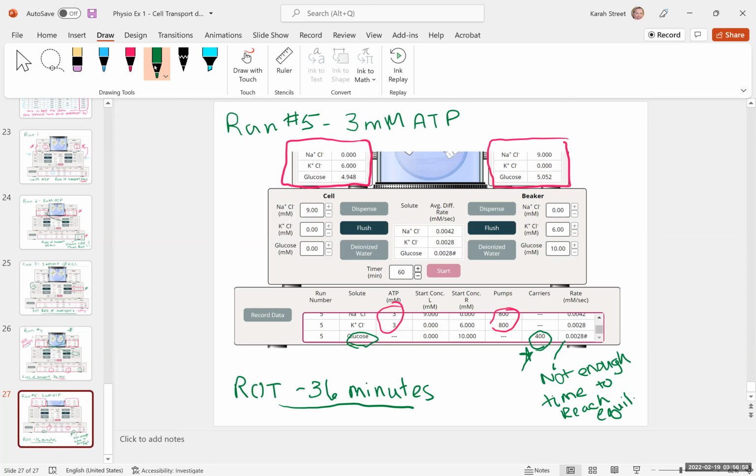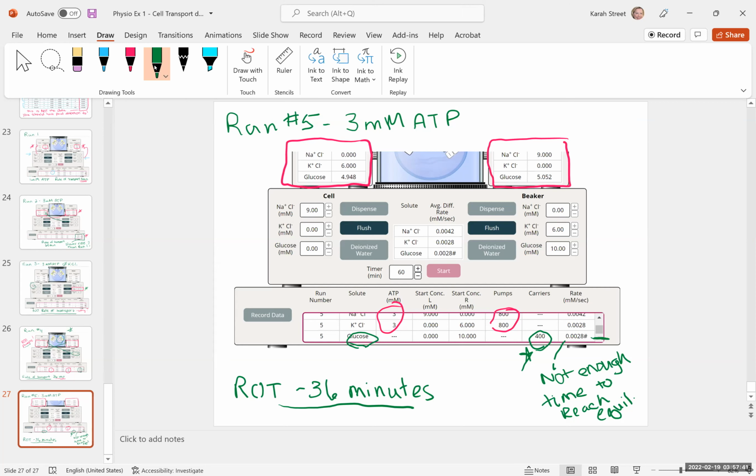But notice that the glucose, see this little pound sign right here? The glucose was not able to move. Those glucose carriers did not reach equilibrium for the glucose because there weren't enough carriers to move the amount of 10 millimolar glucose until it reached equilibrium. The system timed out on us. That's something that we saw also in activity 2, if you recall, when we played with 10 millimolar glucose and we didn't have 700 carriers, remember? So we were very short on glucose carriers.